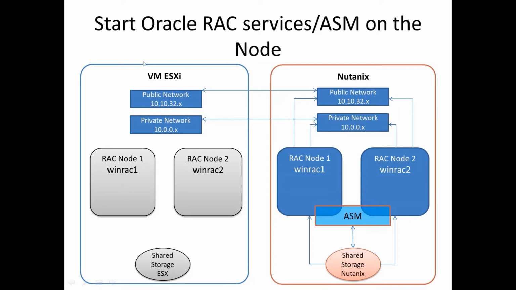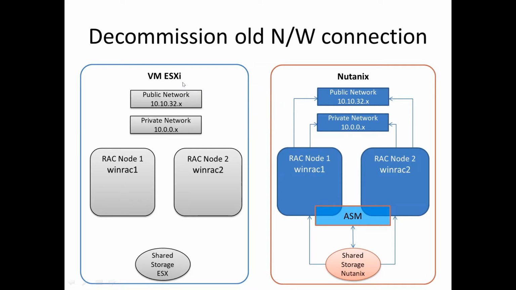Now we don't require this connectivity anymore, since it is all within this shared storage within this environment. So you can just disable that, and now you have your environment 100% ready, and you can decommission the old network connection and decommission these VMs completely, once everything is tested and finalized. So this is the process I'm going to demonstrate.